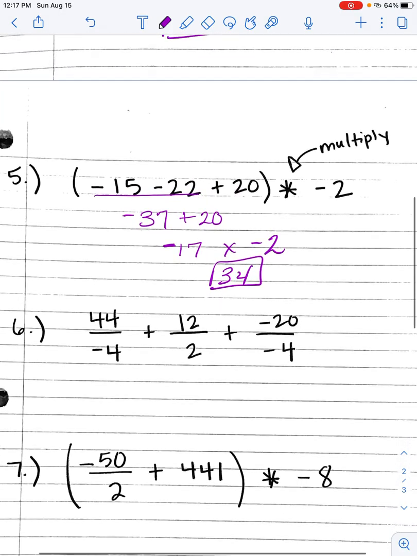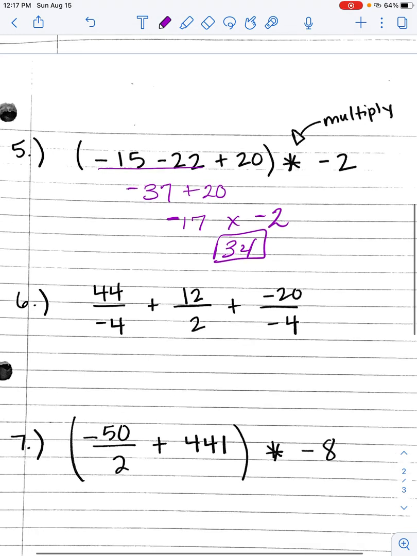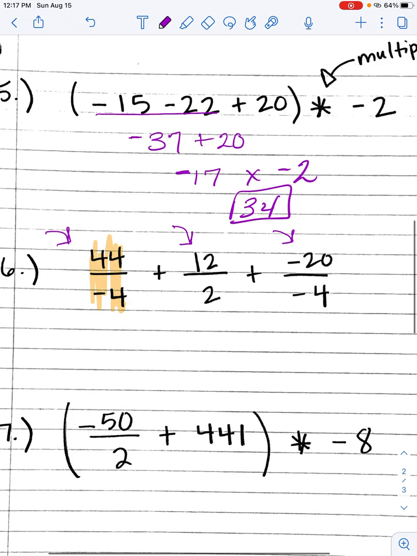Okay, looking at number 6, it looks difficult. I promise you it's not. Think of this as a division problem, this is a division problem, and this is a division problem, or just simplifying a fraction. So you're going to divide before you add. So let's look at the first one. Positive 44 divided by a negative 4 would be a negative 11.